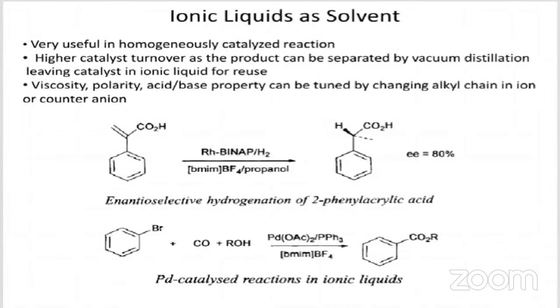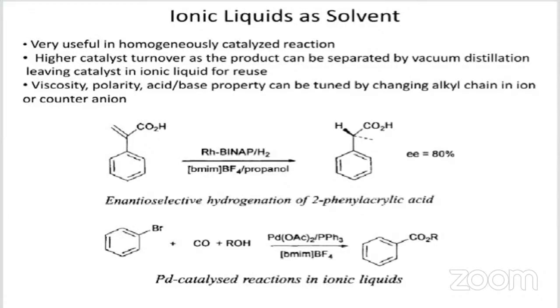There are some other examples where ionic liquids are used as solvent. In the first case, in enantioselective hydrogenation of 2-phenylacrylic acid, 2-phenylacrylic acid reacts with hydrogen and Ru-BINAP, meaning 2,2'-bis(diphenylphosphino)-1,1'-binaphthyl, to form 2-phenylpropanoic acid in presence of ionic liquid. Here BMIM-BF4 acts as a solvent. In the second case, bromobenzene reacts with carbon monoxide and ROH in presence of palladium acetate and triphenylphosphine.